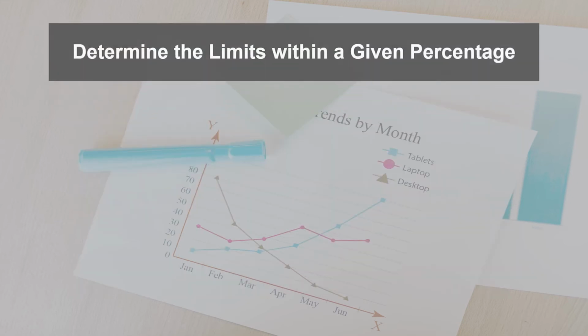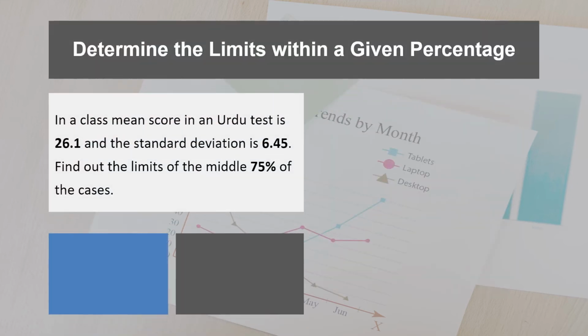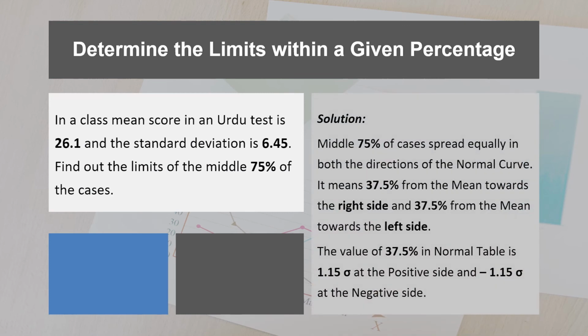Friends, now focus upon the second application, that is to determine the limits within a given percentage. It is just the opposite of the first application. This is application number 2. Here a percentage is given and you have to find out the limits. You have to find out the two limits.